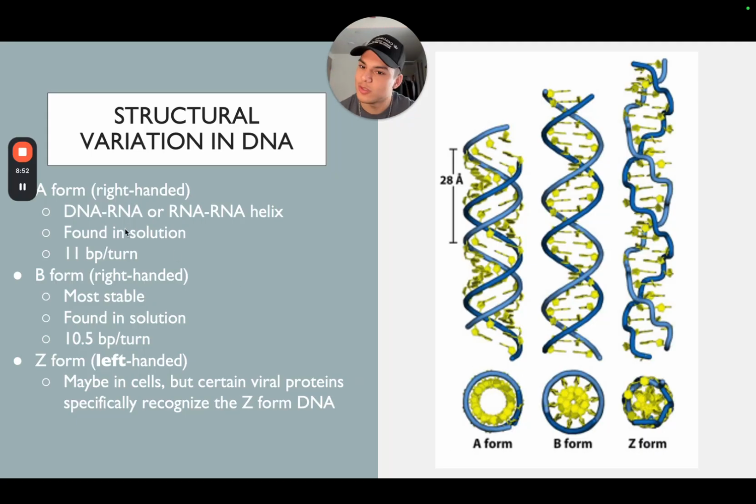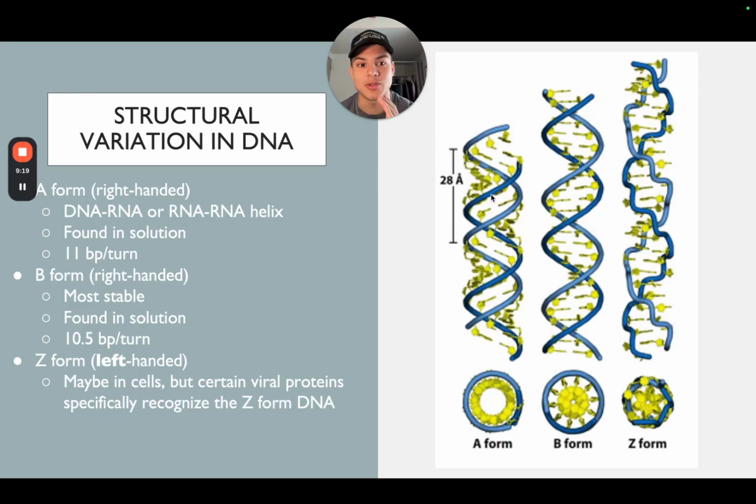For the A form, we'll talk specifically about when we have DNA-RNA or RNA-RNA helixes. And again, the one important thing that I will ask you to remember, if you can, is how many base pairs are per turn. So A has 11, and this makes sense because it's tighter, right? It's much more compact, so you're able to incorporate more base pairs within a single rotation, a single turn. That's the most important thing.